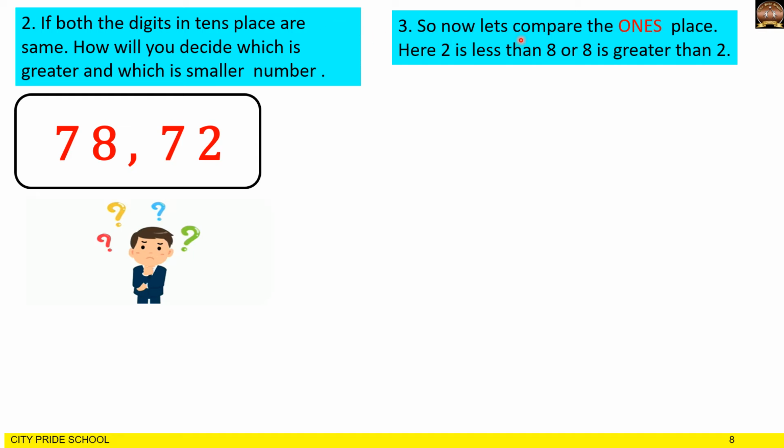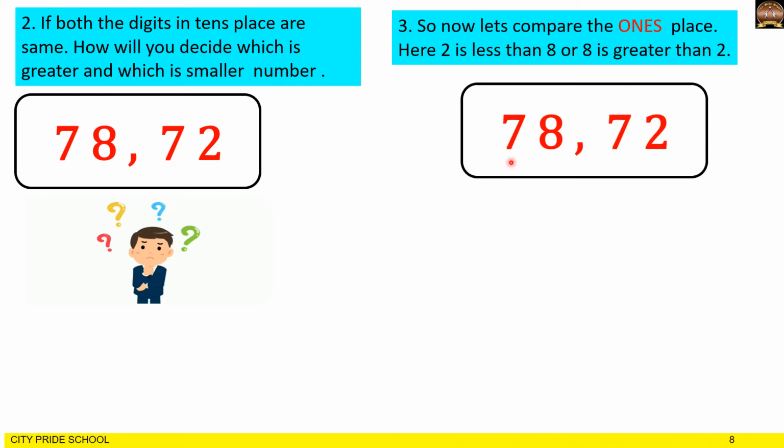So now let's compare the ones place. Okay. Now here you can see 78 and 72. Here 2 is less than 8 or 8 is greater than 2. So now what we are doing? We are not comparing the tens place. We are comparing the ones place now. So in the ones place there is 8 here and there is 2 here. So 8 is greater than 2.